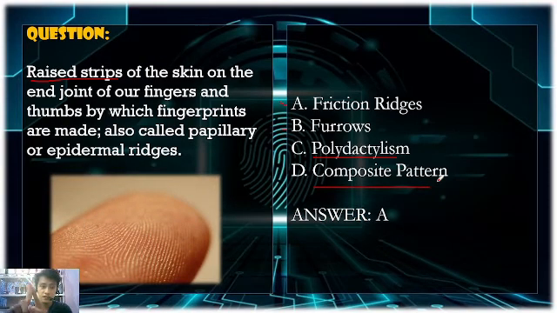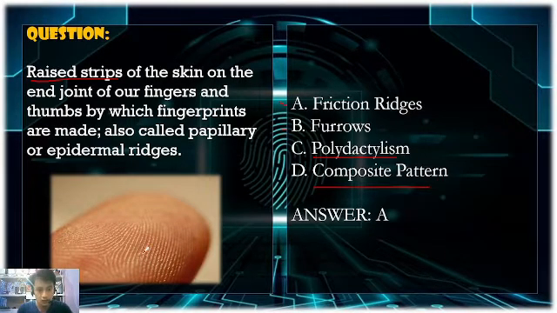If you observe the ridges of your fingers, especially on the end joints, you can see that there are some parts that are embossed, or nakaangat. And there are also parts that are lowered, parang kanal. So, the raised strips on the skin, we call them friction ridges. Later on, we are also going to have the furrows, or yung mga nakababa na parte ng ridges natin. That is what we call furrows. And we are going to look deeper into that.